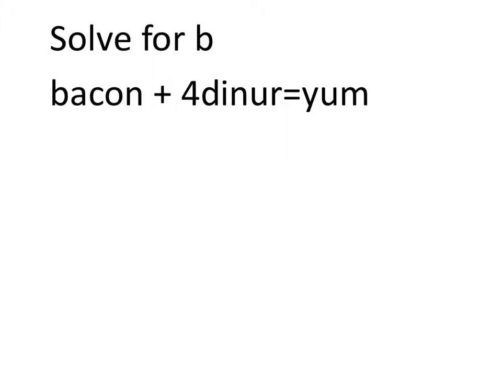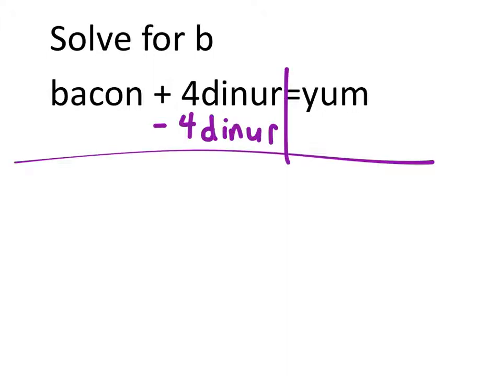Solve for B. Bacon equals dinner for dinner equals yum. Okay. I do like bacon. And we are solving for B, so this whole plus for dinner stuff, we don't want it there. So we're going to have to subtract for dinner. But we do need to subtract it from both sides. And it is not a like term with yum. So here's what I got now.